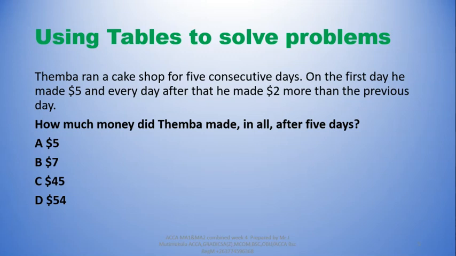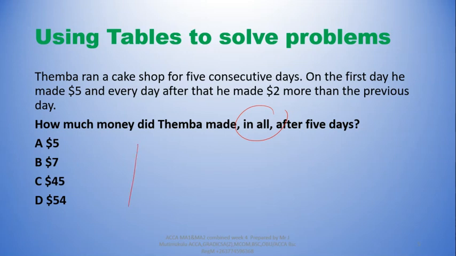For example, Temba ran a cake shop for 5 consecutive days. On the first day, he made $5, and every day after that, he made $2 more than the previous day. How much money did Temba make in all after 5 days? So the watchword, the keyword, is "in all". That's the key term we have to be aware of. So we can make a table to simplify this.